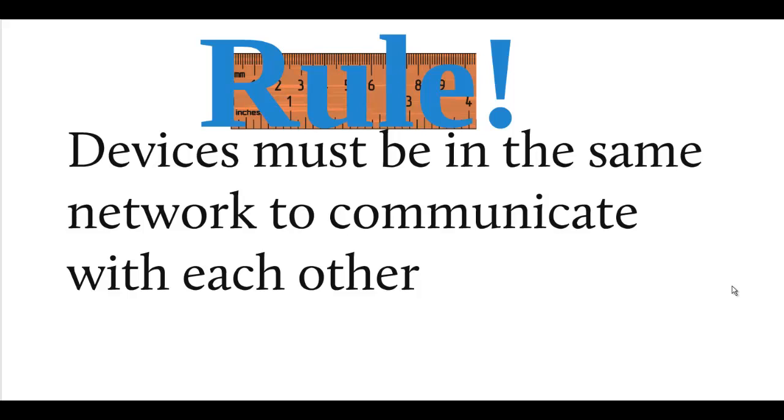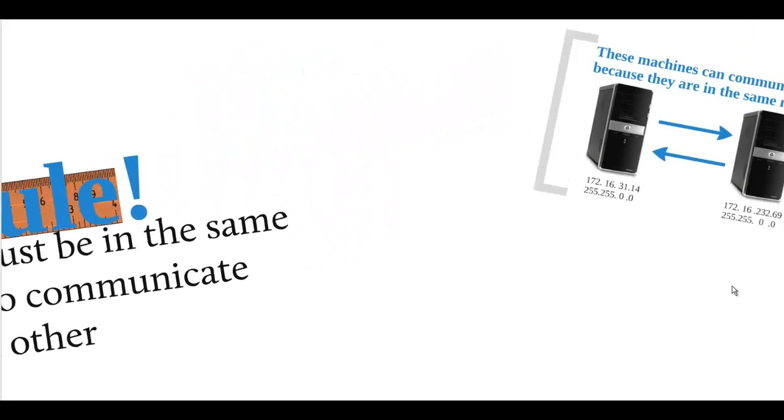So here's a rule for you guys. Devices in general have to be in the same network ID to communicate with each other, as long as they are not connected by a router. So in a switching network on an island with you and a generator and a switch, they have to be in the same network ID range.